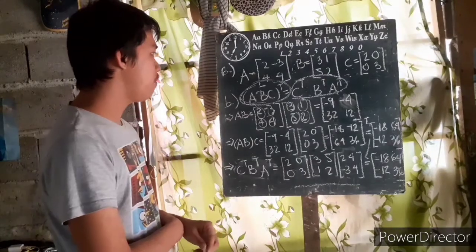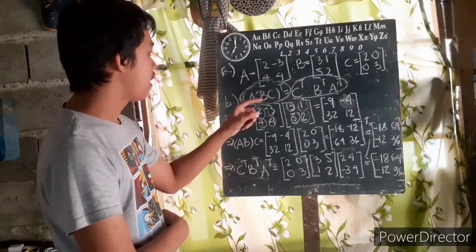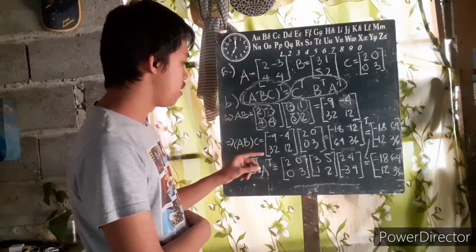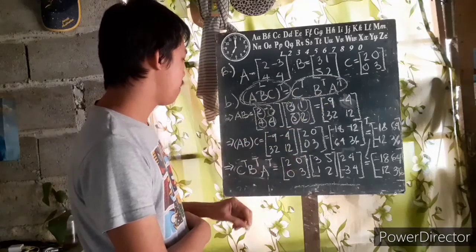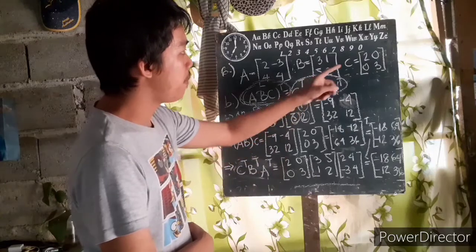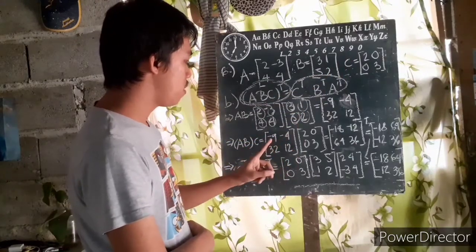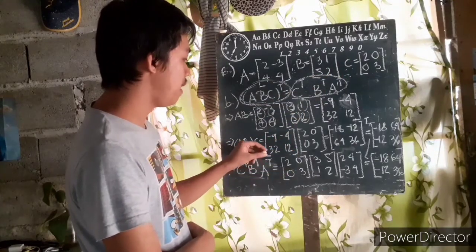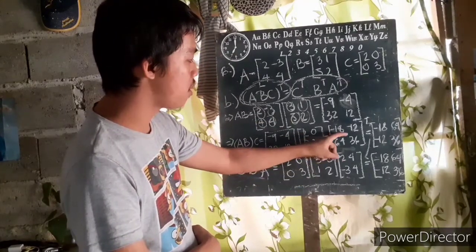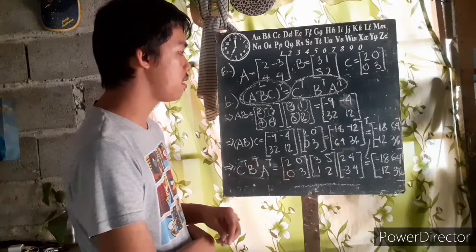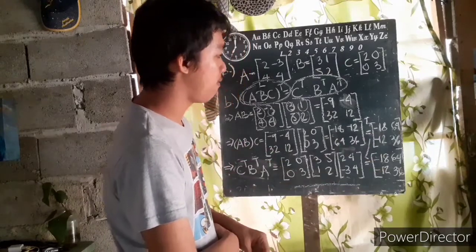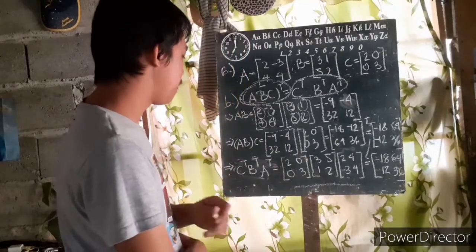Next we can finally find the transpose of ABC. So we need to multiply ABC. Copy the result of AB, which is negative 9, negative 4, 32, and 12, then copy the matrix of C, which is 2, 0, 0, 3. Then multiply the two matrices, row into column, to get the answer of negative 18, negative 12, 64, and 36. Now we transpose it, so we get negative 18, 64, negative 12, and 36.